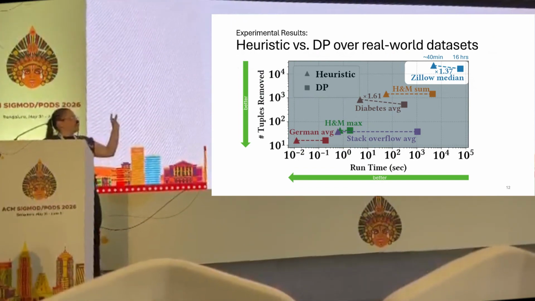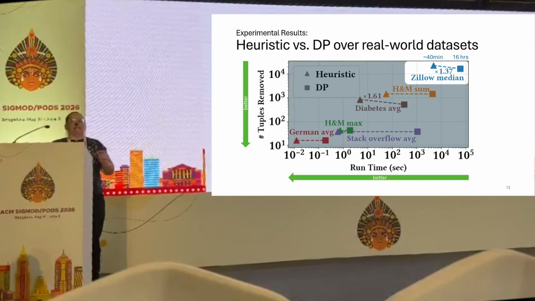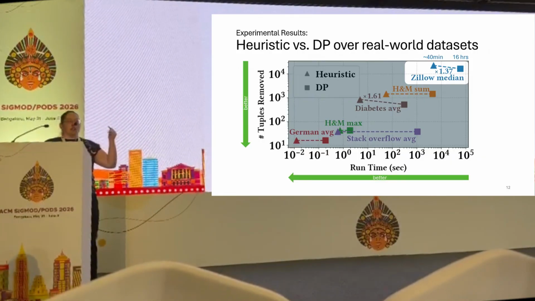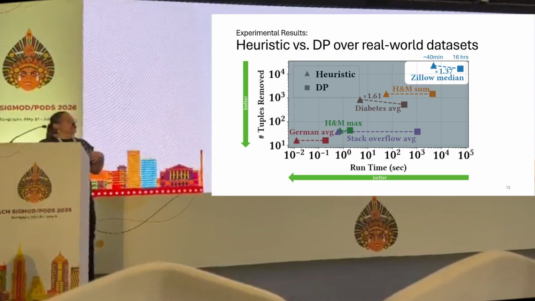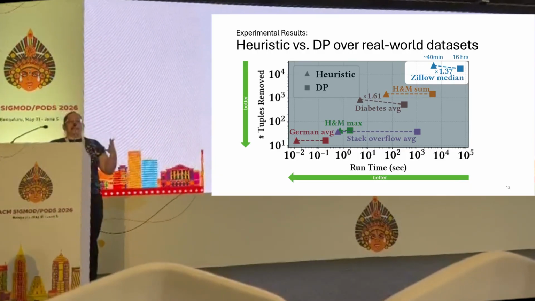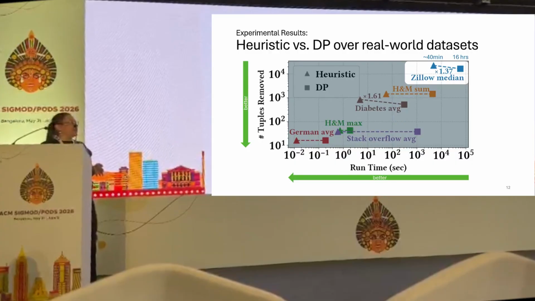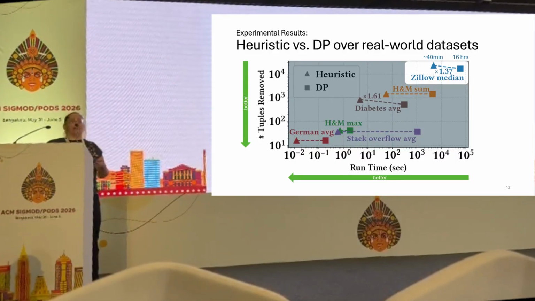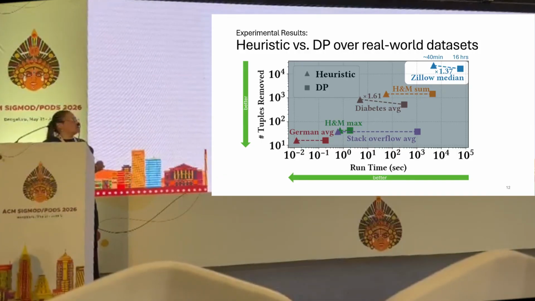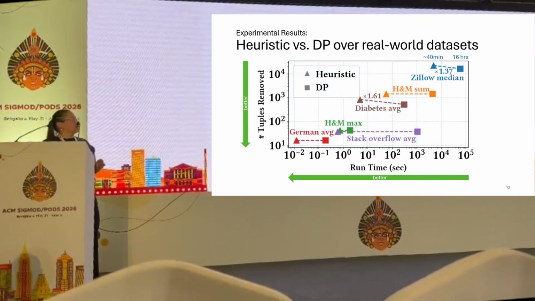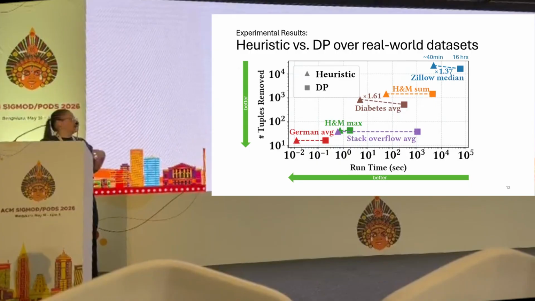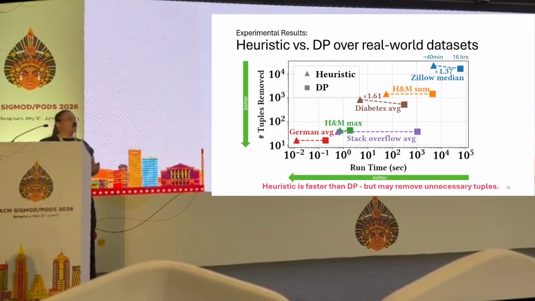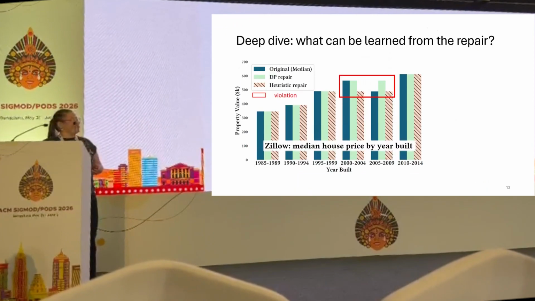So lower is better for both axes. And if we zoom in on this example of a real estate dataset, we see that the heuristic algorithm, represented by a triangle, ran in 40 minutes, which was faster than the 16 hours of the dynamic programming algorithm, but it was wasteful. It removed 1.37 times more tuples than necessary. And this is also the case for different scenarios. Usually, the heuristic is faster, sometimes by an order of magnitude, but it may remove unnecessary tuples.